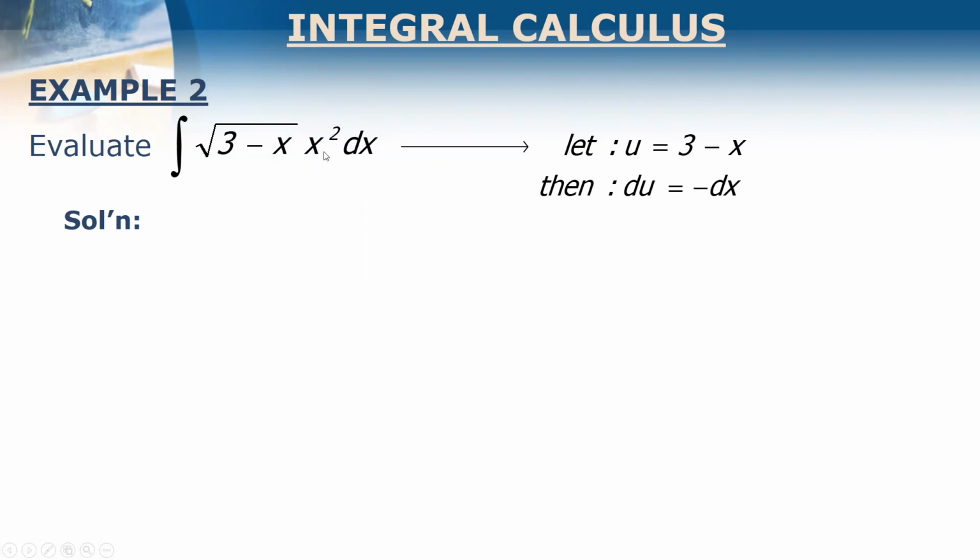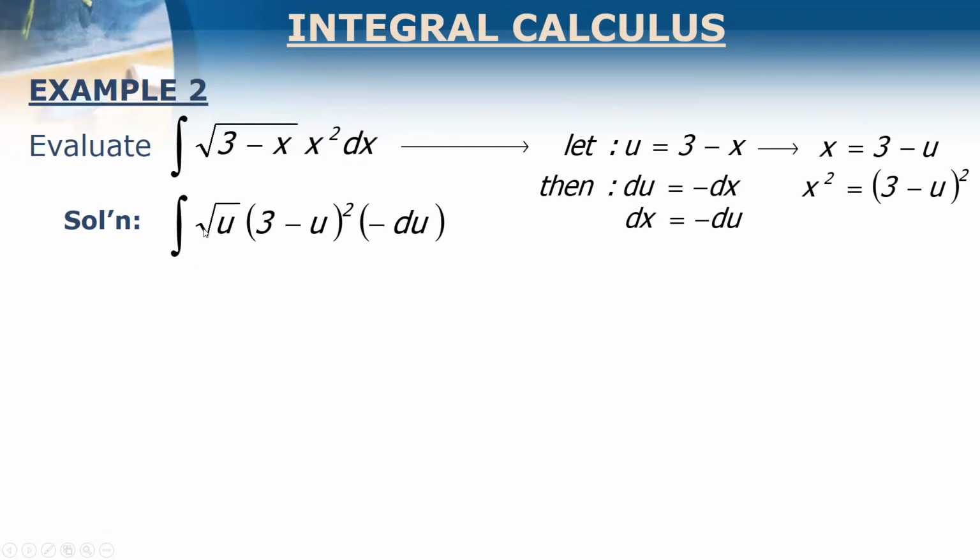So ang atong problema is x squared. How do we replace x squared by u? So dire ra, we solve for x. X is 3 minus u. Ano yung square na to? Tapos ang dx, that's what the negative du. And then ito is substitute there. Ano yung result? Diba? Square root of u, and then ang x squared, 3 minus u squared, and then negative du.